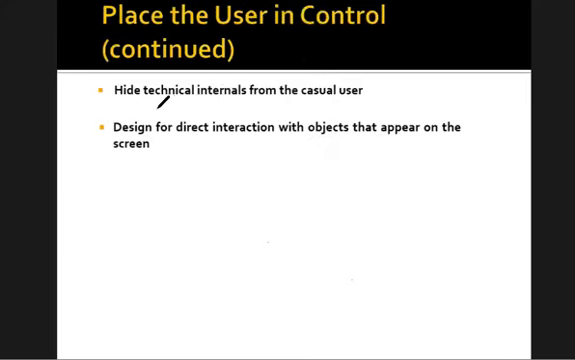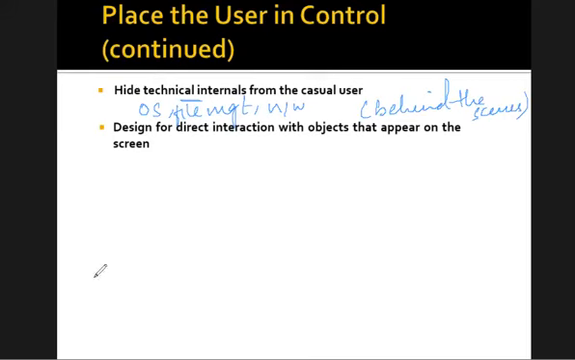Now the next is hide technical internals from the casual user. That is, there is no use in the user getting to know how the operating system is interacting, how you're managing your files, how file management is done, or what networking is. These technical internals should be hidden from the users. They should work behind the scenes, because these details, even if given to the user, are of no use.